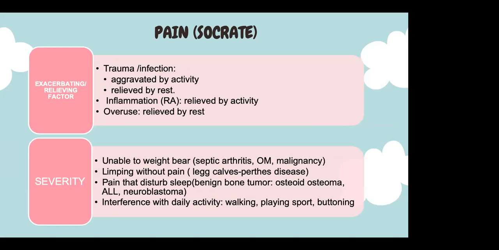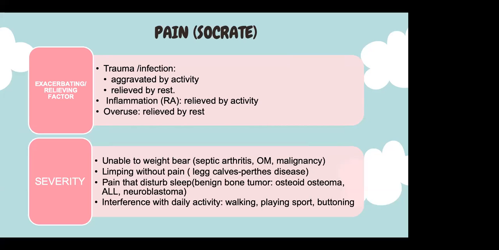Next. E for exacerbating or relieving factors. You have to ask if there are exacerbating or relieving factors for the pain. For example, trauma or infection can be aggravated by activity and relieved by rest. Inflammation can be relieved by activity as time goes by; as you move the joint, it can relieve the pain. And if it is overuse, then really bed rest.